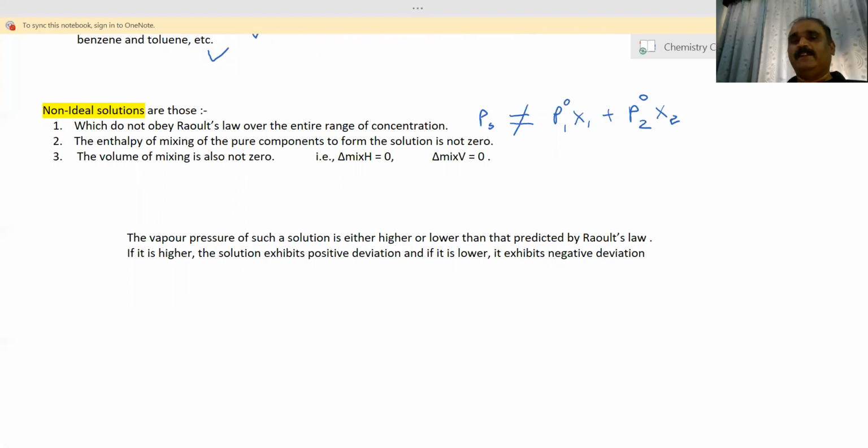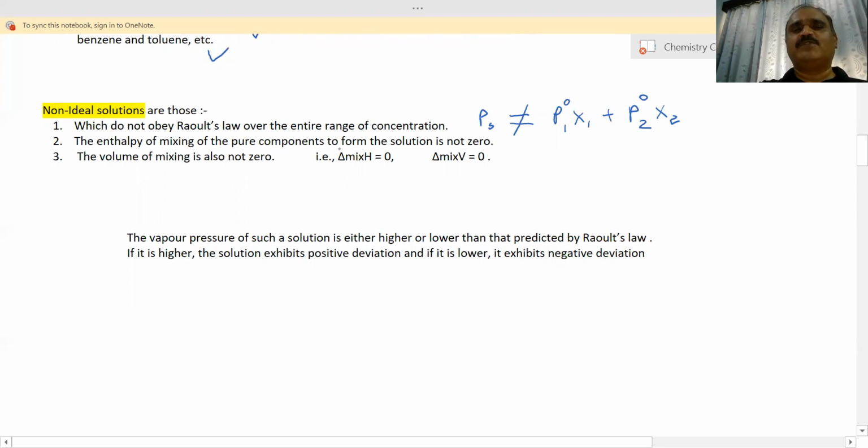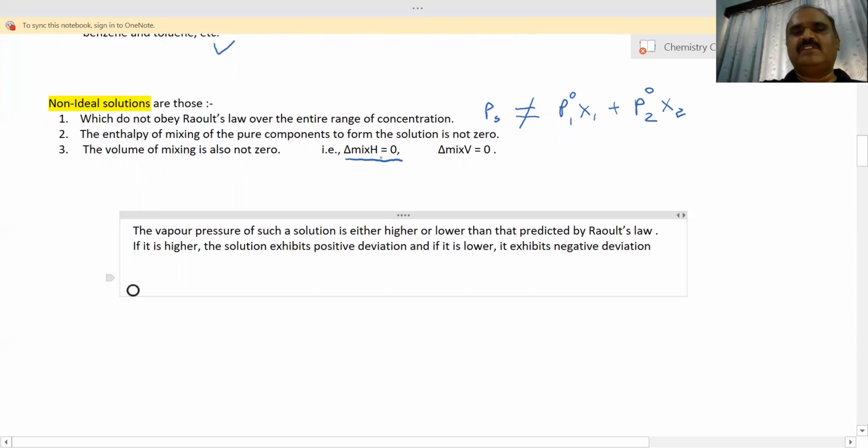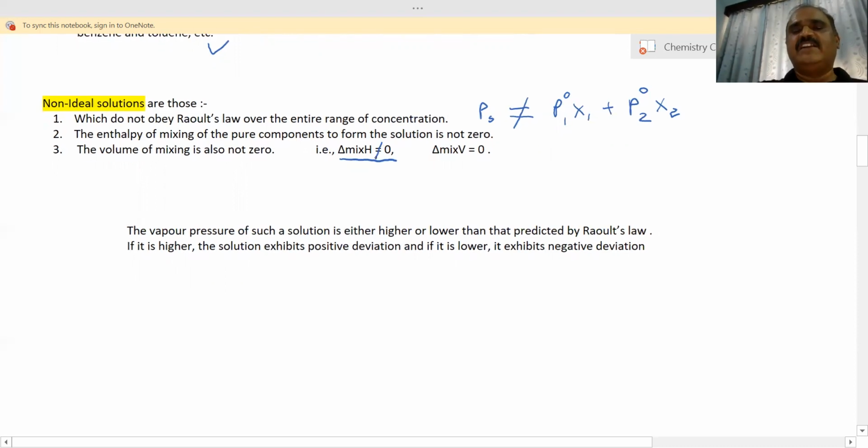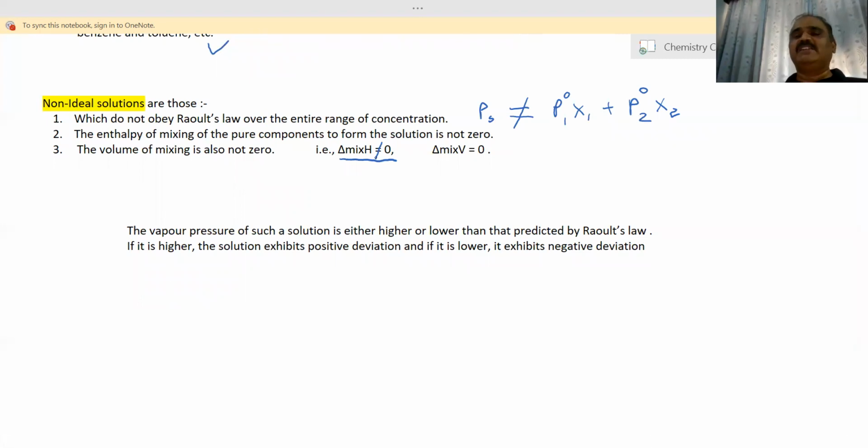Clear? Then enthalpy of mixing of pure components to form the solution is not 0. Delta H mixing is not 0. If it is not 0, that means it is either positive or negative. Means the process of mixing the components is either exothermic or endothermic.